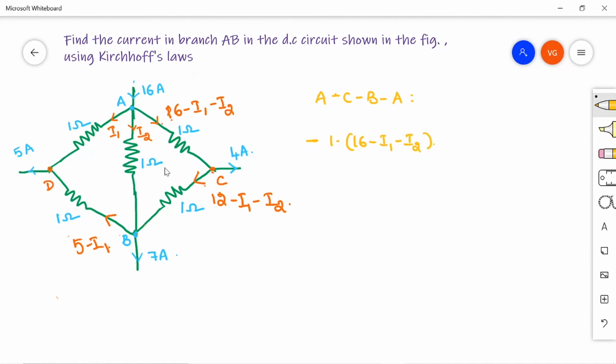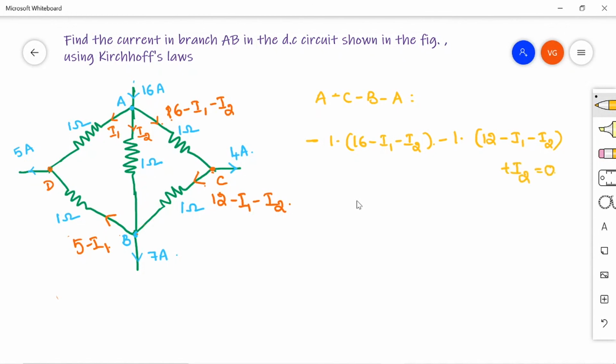Similarly, in the branch C to B, (12 minus I1 minus I2) into 1 is the drop, so minus 1 into (12 minus I1 minus I2). Remember, a drop you always have to write as minus, and a voltage source you have to take as a plus sign. Now moving on to the BA branch, the drop here is I2, but as you are moving in the opposite direction to the current, you have to take minus of minus I2, that is plus I2. Plus I2 is equal to 0.